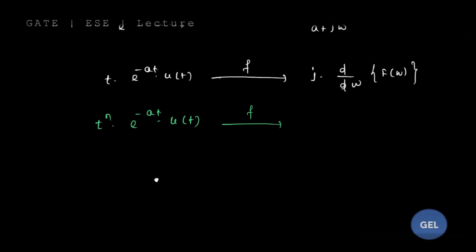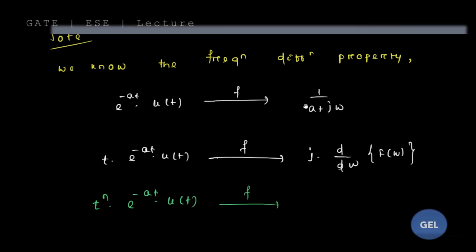Okay. Now moving on to the last point. It's a very important point. I want to finish this lecture with this important point, that is your frequency differentiation property. I know the frequency differentiation property says if you have e to the power minus at into u of t, the Fourier transform of this will be nothing but 1 by a plus j omega. But if you multiply t into e to the power minus at into u of t, that will be nothing but j into the derivative of your F of omega, where f of t is this.